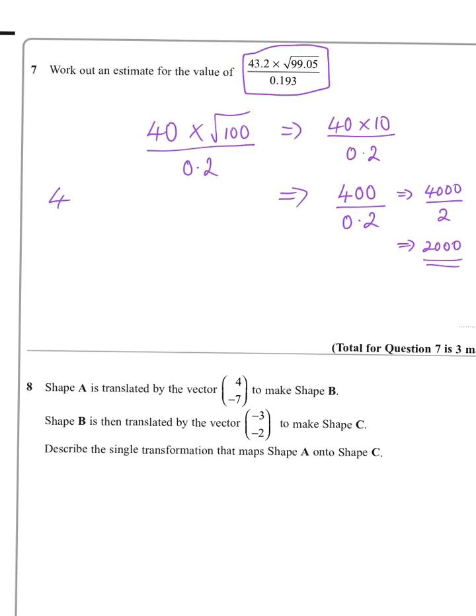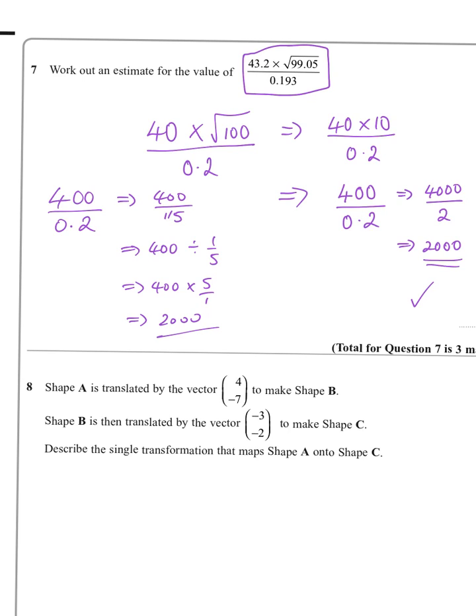However, if you couldn't see that, then you start with 400 over 0.2, and then you could say that's 400 divided by a fifth. Depending on how good you are at your fractions, 400 divided by 1/5 is the same as 400 times 5 whole ones, which again is 2,000. I prefer the first way, but like I said, without a calculator, you've got to think carefully.